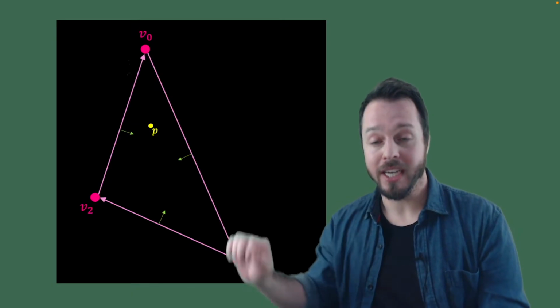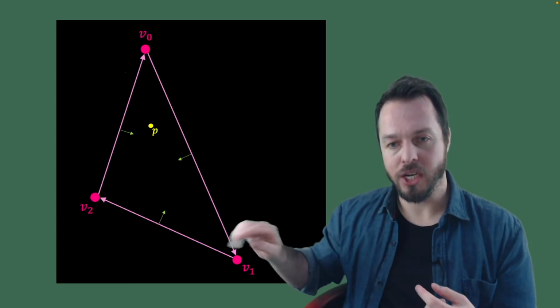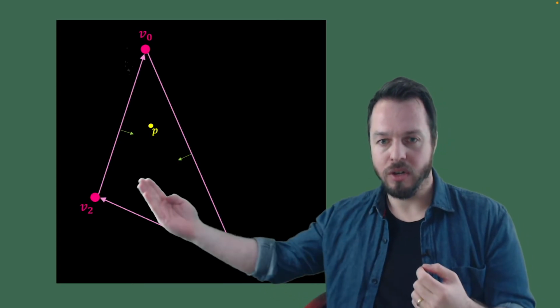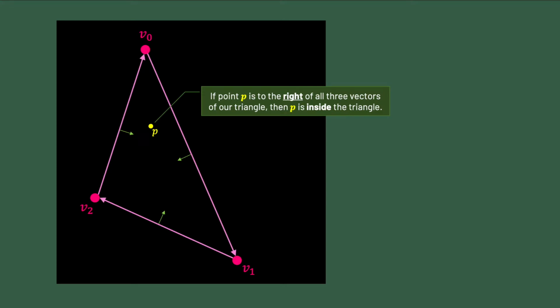So it has to be to the right of the edge. If these three things are true, if it is to the right of this edge, to the right of this edge, and to the right of this edge, V2, V0, then our point P is inside the triangle. So this is the rule. If point P is to the right of all three vectors of our triangle, then P is inside that triangle.